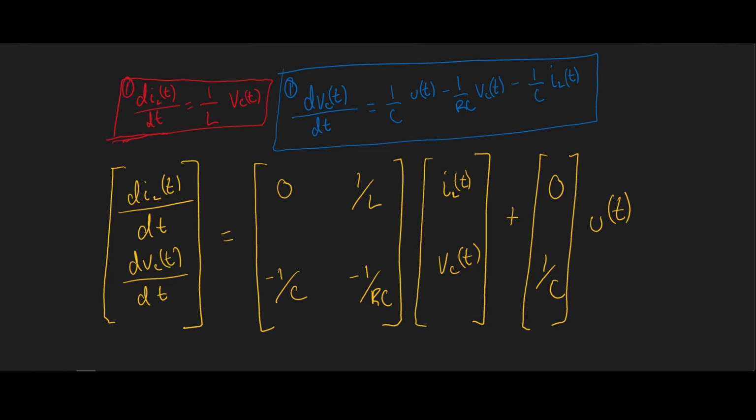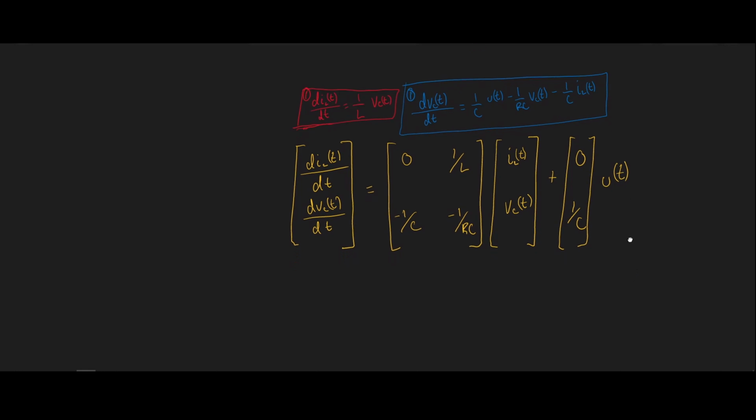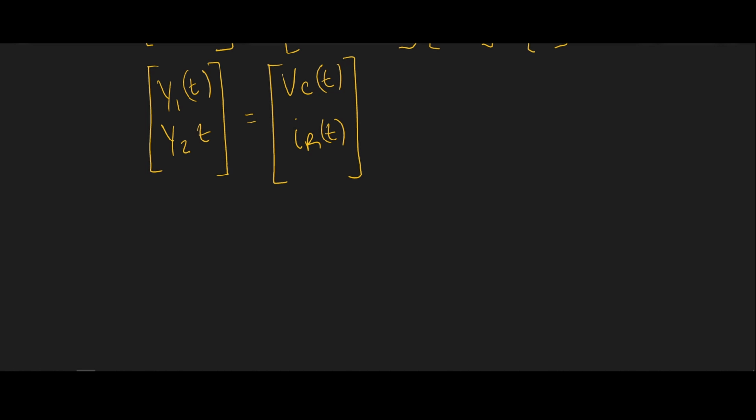Now we can find C and D in the output. The output vector is equal to Vc of t and IR of t, so that's written as follows, where Vc of t is just equal to Vc of t, and IR of t is equal to Vc of t over R.